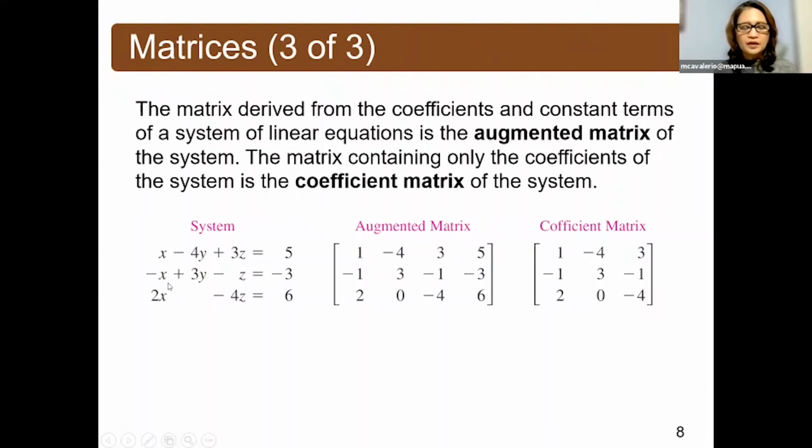Say, for example, we're given a 3 equation in 3 variable system. We have here x minus 4y plus 3z is equal to 5. Negative x plus 3y minus z is equal to negative 3. You have 2x minus 4z is equal to 6. The augmented form of the matrix of this particular system is simply all the coefficients of the variables in the first 3 columns of the matrix, and the last column being the column of constant terms. Now, the coefficient matrix is obviously all the coefficients of the variables x, y, and z.